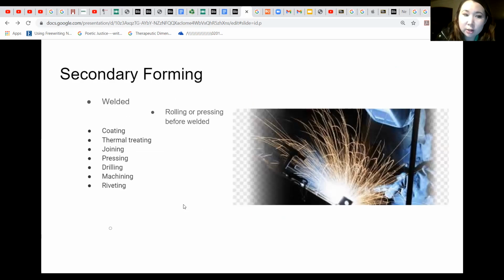After that, there's the secondary forming process. This can include a lot of different things. Sometimes the beams need to be welded. Before welding, they'd have to be rolled or pressed. Other things that are involved would be coating, thermal treatment, joining, pressing, drilling, machining, or riveting.